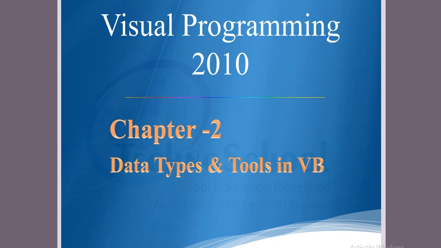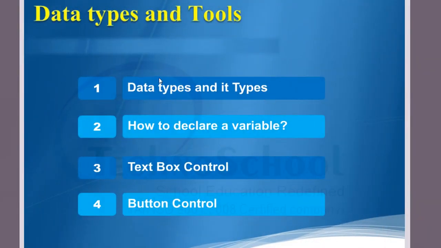Now let us go for a new chapter, that's chapter 2, data types and tools in Visual Basic. In this chapter we are going to learn four concepts. Today we'll see the first three: data type and its types, how to declare a variable and what is a variable, and the text box control. Only the theory part we can see; demo we'll see in the next section. Button control also we'll see in the next section.